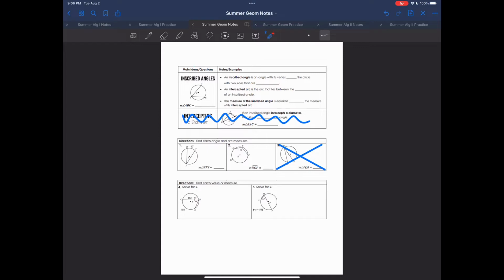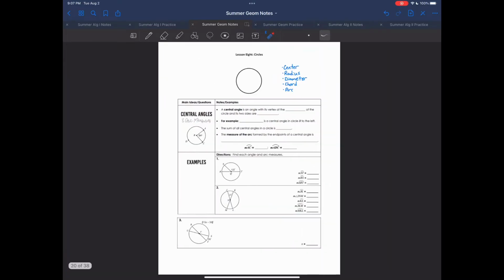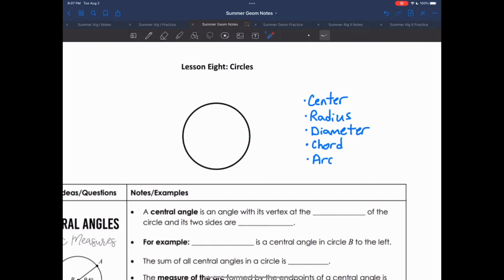Now, I did decide to cut out this part and this part. It is important information, but it's not covered really on the practice sheet, so you don't really need it to do the practice problems, so just don't worry about that part for now. But let's go ahead and dive in here.